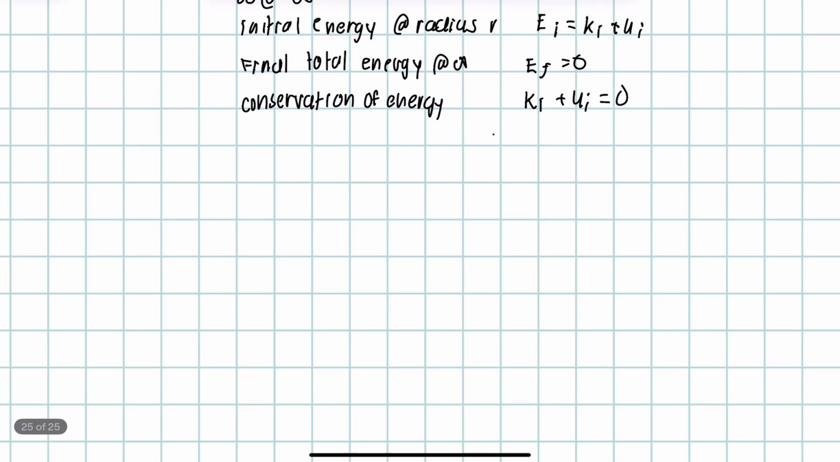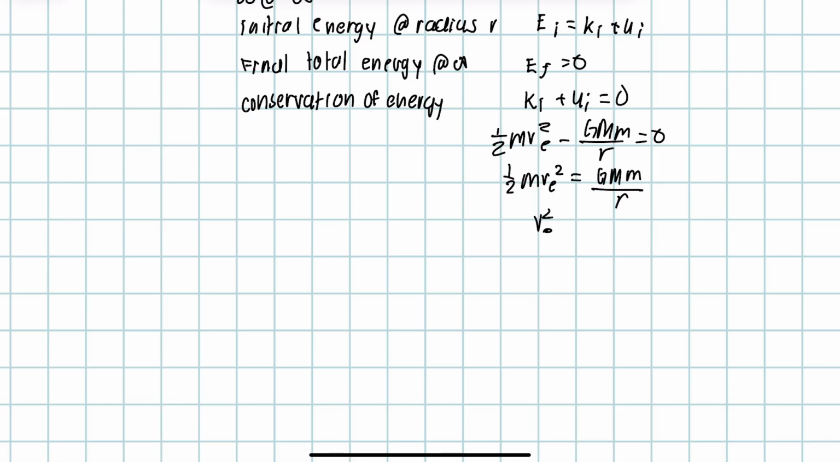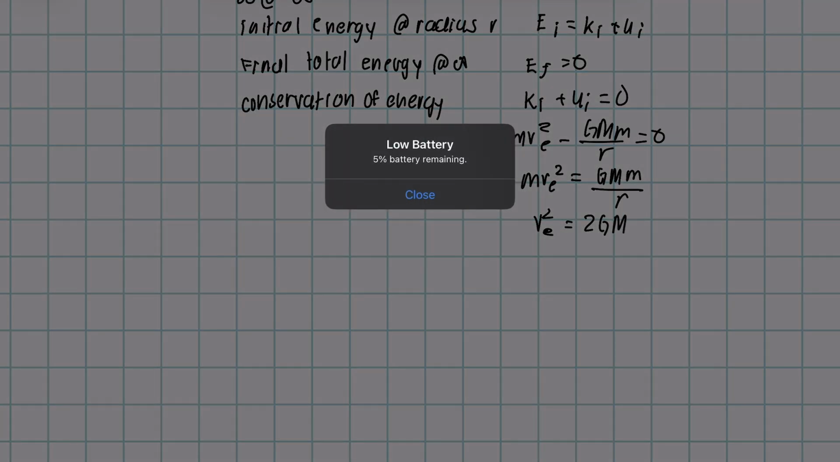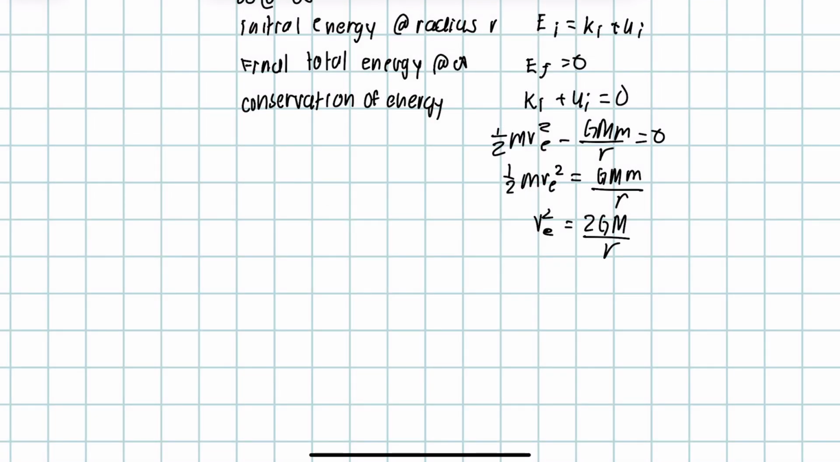So continuing with this, we have 1/2 m v_e squared minus G M m divided by r is equal to 0. So 1/2 m v_e squared is equal to G M m over r, and v_e squared is equal to 2GM over r. And then v_e is just going to equal the square root of 2GM over r.